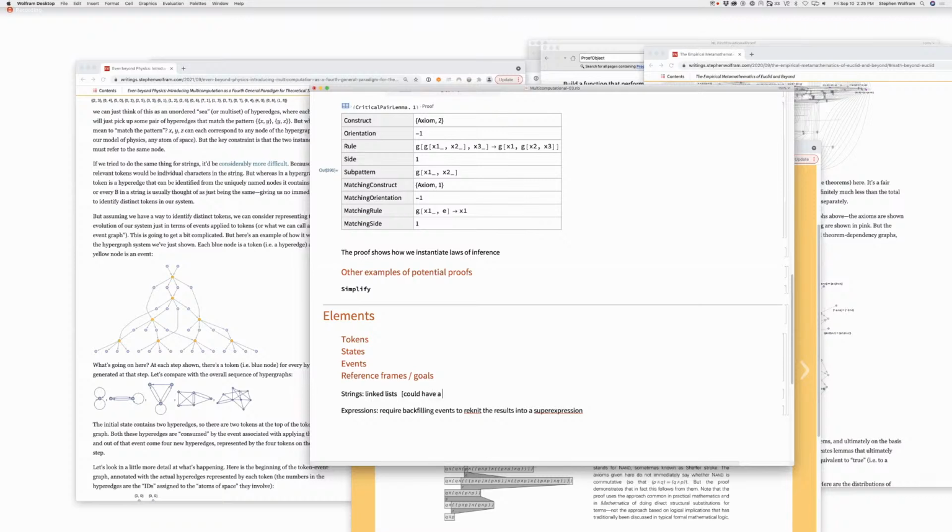Well, I don't know, what does reconnect mean? Well, you could imagine an order one event that is simply it replaces the tokens by other tokens, and then it has to reconnect the replaced tokens back into the original string.